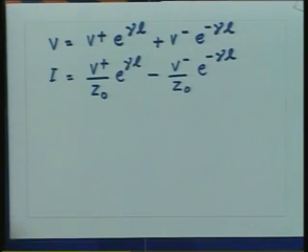And L equal to 0 corresponds to the location of the load or the other end of the transmission line. Sometimes that end is also referred to as the receiving end of the transmission line, and the generator end is also called the transmitting end of the transmission line.